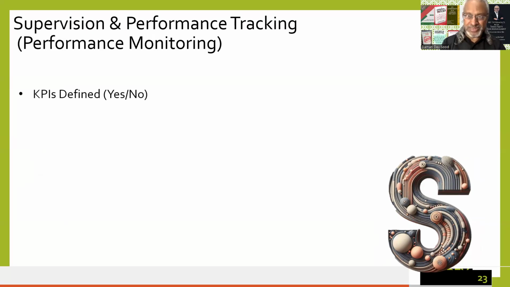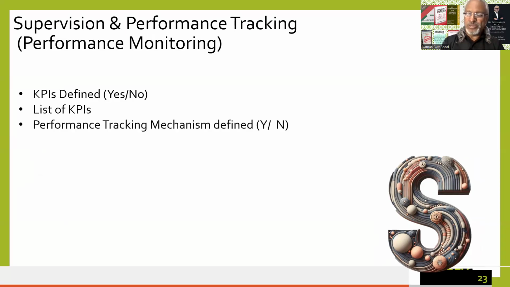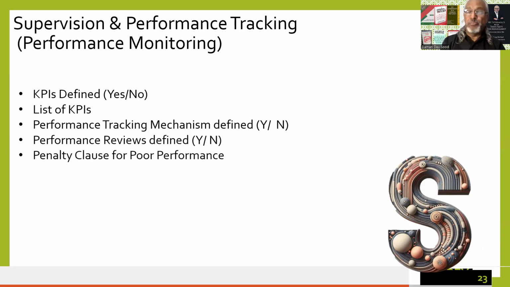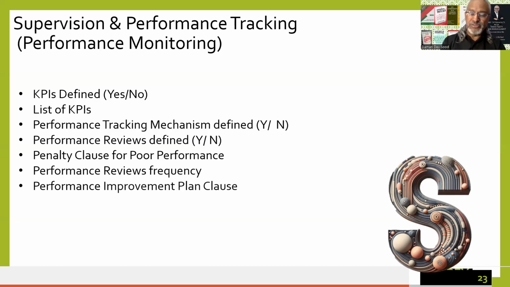So have you identified, defined the key performance indicators for your third parties? Then what are those KPIs? What is the mechanism of tracking this performance? Then the reviews, frequencies, penalty clauses for poor performance, which will be reversed also. Incentives for good performance to be included. What is the frequency or what will be the frequency?